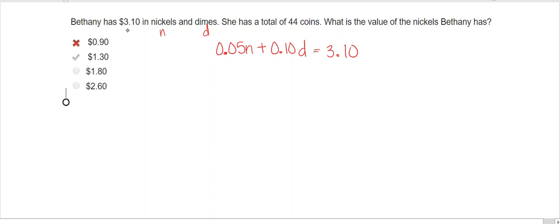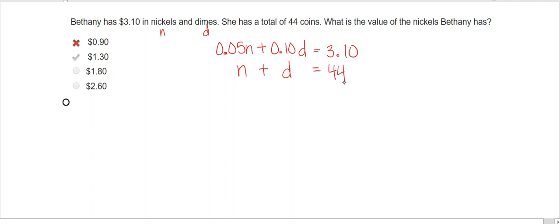because that's how much money she has. The second equation is a little harder sometimes, maybe just to understand. It's just so different from the first one. So she has a total of 44 coins. That means if we take the number of nickels and we add it to the number of dimes, we should get 44 total coins. So here's your system.